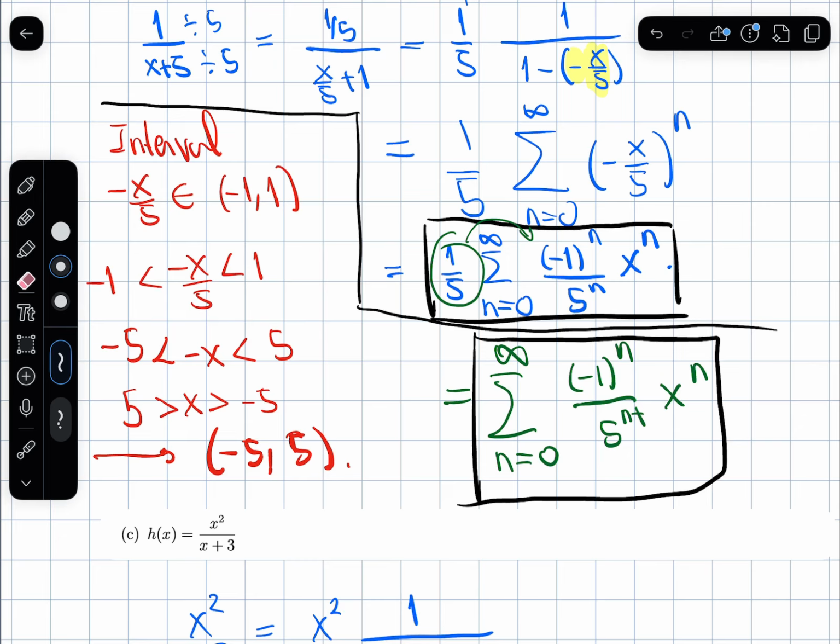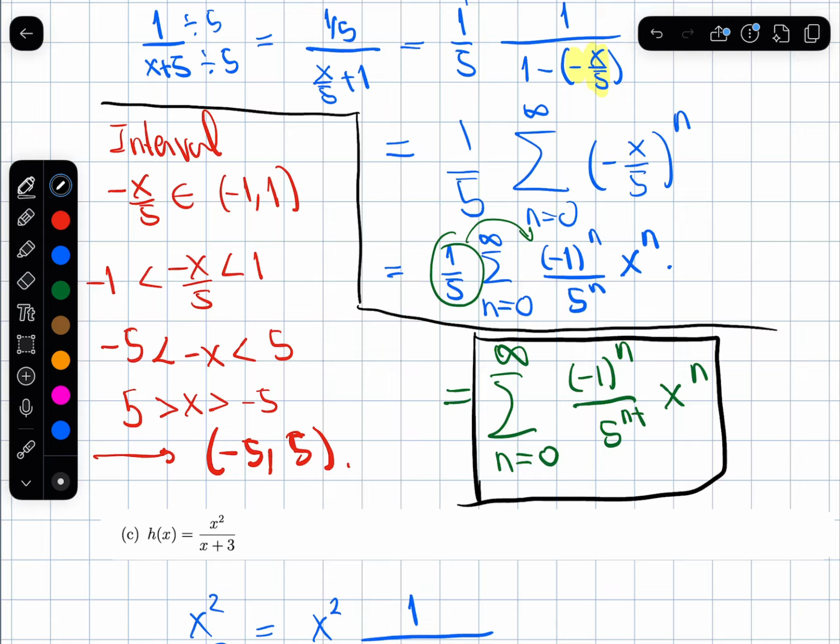I hope this made sense. Next thing we're going to do with power series, in a separate video, not this one, will be integrating and differentiating them. So make sure that you get this part before you get to this new integration and differentiation video.